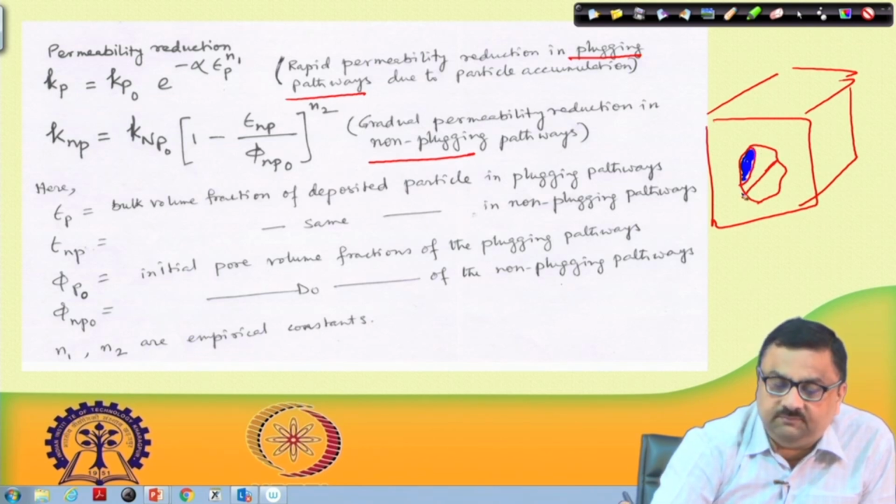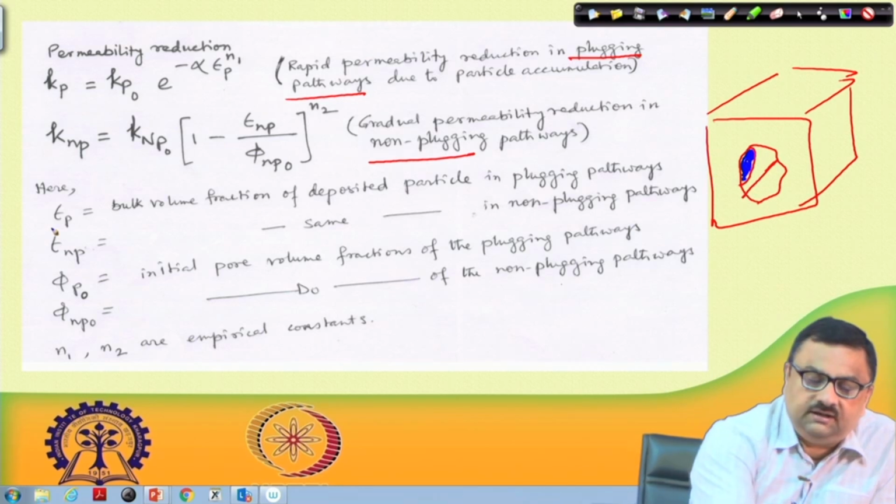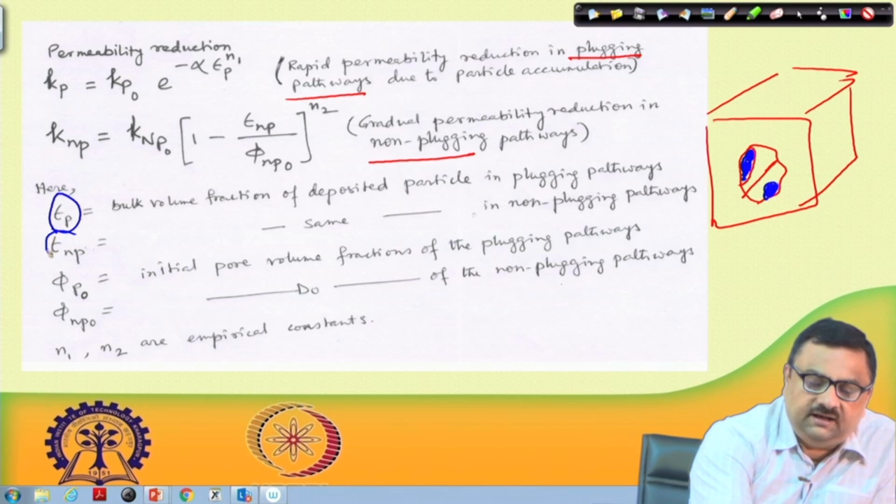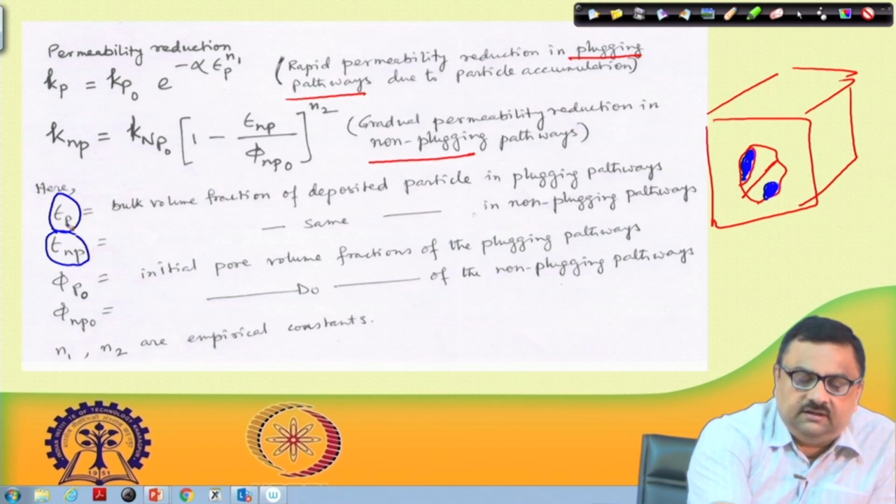So, now the volume of deposited particle divided by the volume of plugging pathways gives me the f sub p. And similarly, for the non-plugging pathways, same bulk volume fraction. So, there are some particles getting deposited. So, this volume divided by the volume of the non-plugging pathways gives me epsilon P and epsilon NP, the plugging and non-plugging volume fractions.